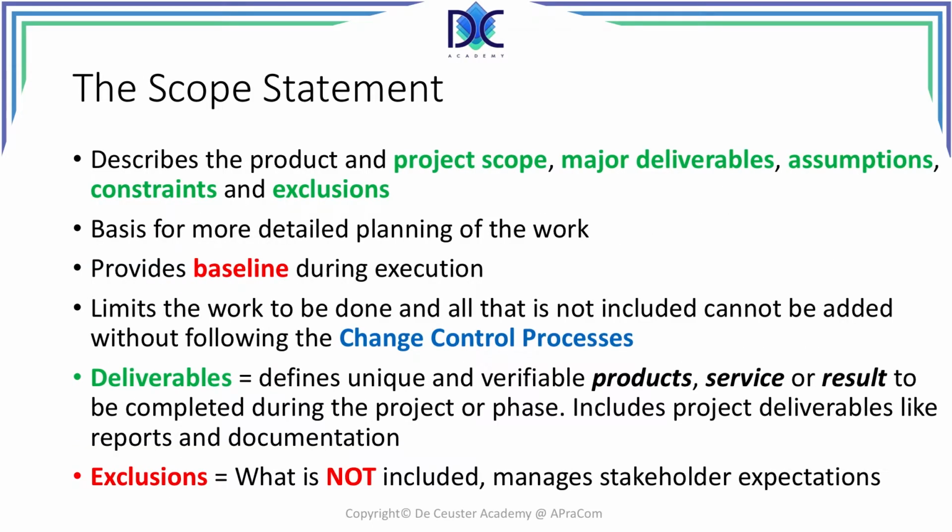The scope statement describes the major deliverables, the assumptions, the constraints, and the exclusions. It's the basis for a more detailed planning of the work. At the end of the scope statement, we also have the scope baseline that will be used during execution to verify that the work has been completed according to the specifications. What is not included in the scope statement shan't be done.